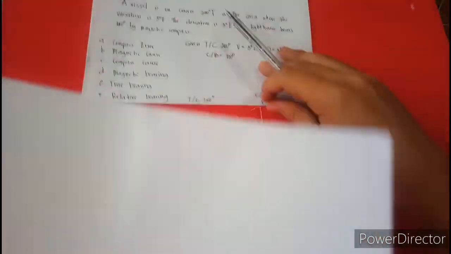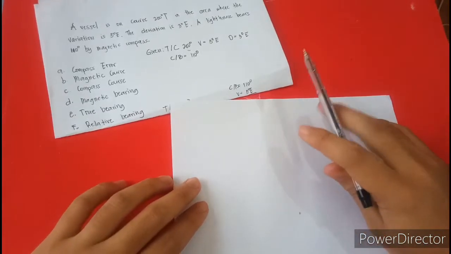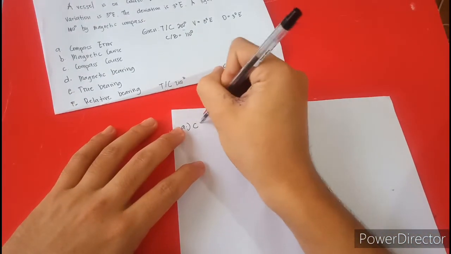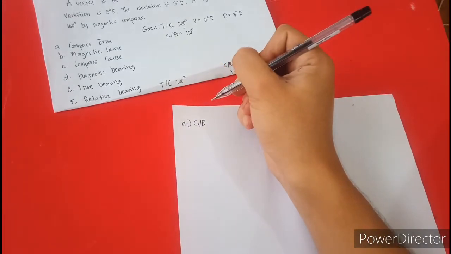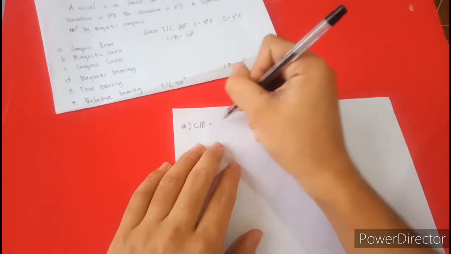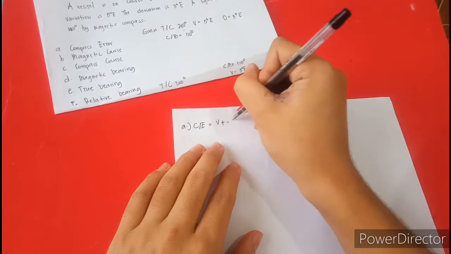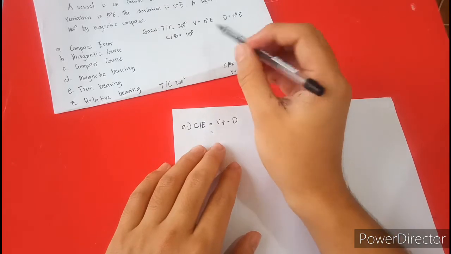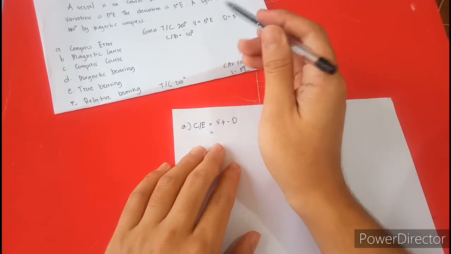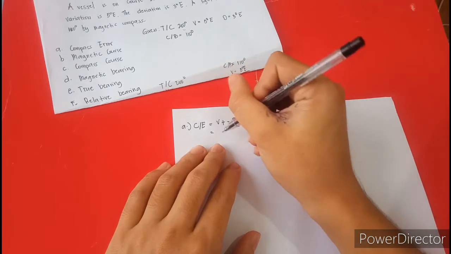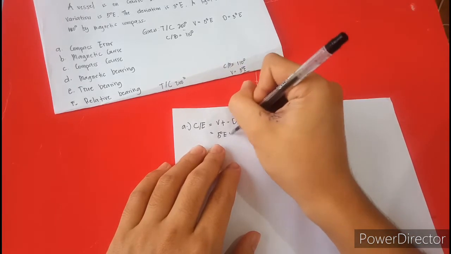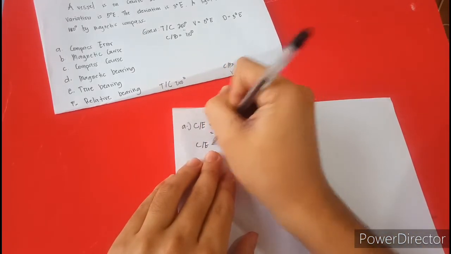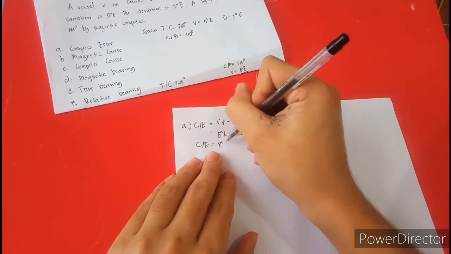First, we're going to solve for the compass error. In solving compass error, we use the variation plus or minus deviation. Since the variation and deviation have the same names, we add them, which is 5 degrees east plus 3 degrees east. Therefore, the compass error is 8 degrees east.